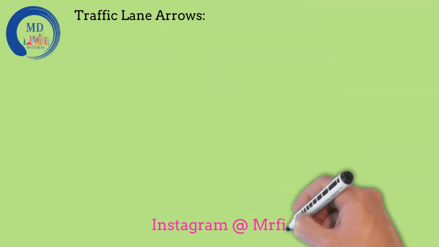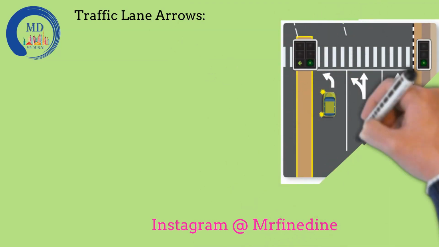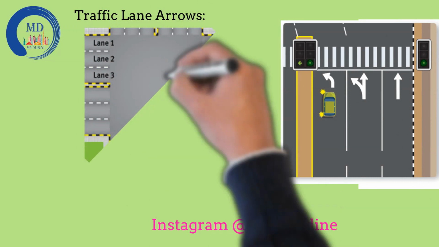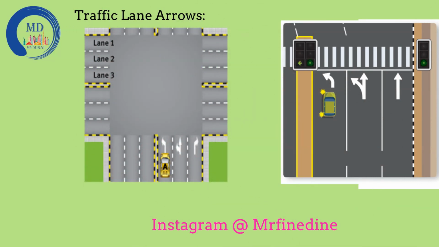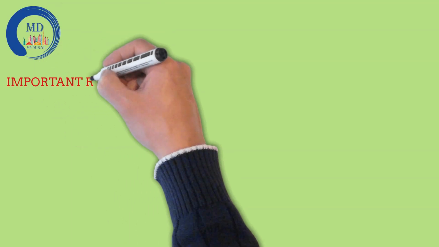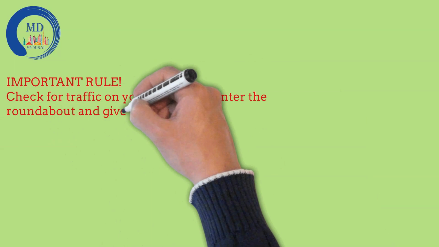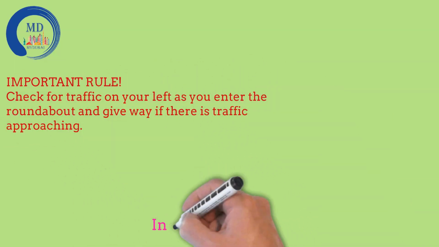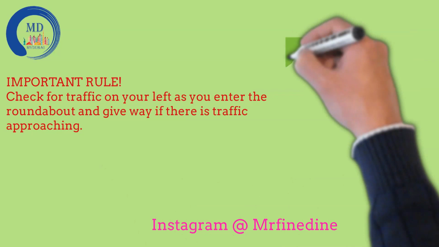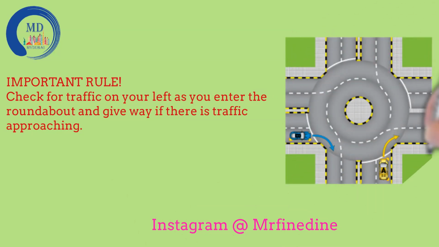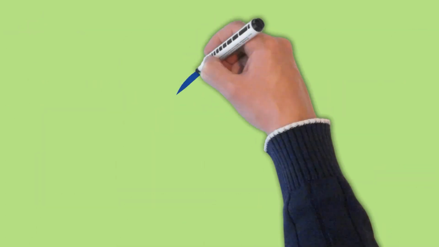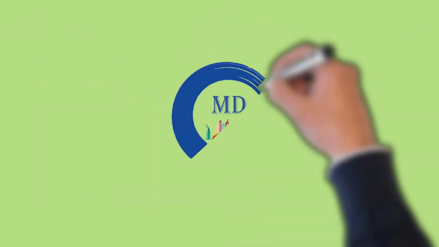So the traffic lane arrow is the next road marking, one of the most common here. You need to see, the left lane is only for the left turn. If the arrow is on both sides, it means the car can either go straight or to the left, and you need to see from which lane you can enter to which lane. If it's a three-way road, see from where you can go to which lane. Check the traffic on your left as you enter the roundabout and give way if the traffic is approaching. So as I mentioned before, the vehicle on the left always has priority. This is one of the questions which comes in the theory exam.